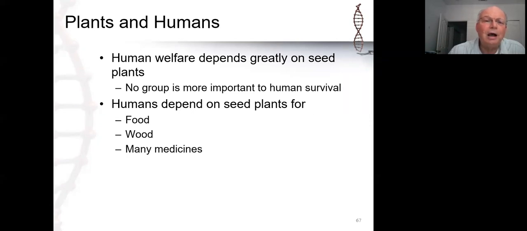We also get our wood products from conifers. We've talked about that. Four species of conifers provide all of the wood products, our building lumber, our paper products, and so forth. And as you're about to find out, many of our medicines are derived originally from plants until pharmaceutical companies figured out a way to make them synthetically. In some cases, we are still dependent on the plants for those medicines.